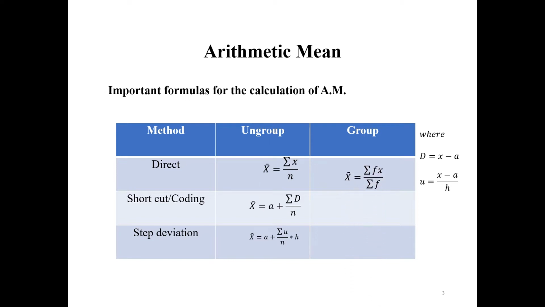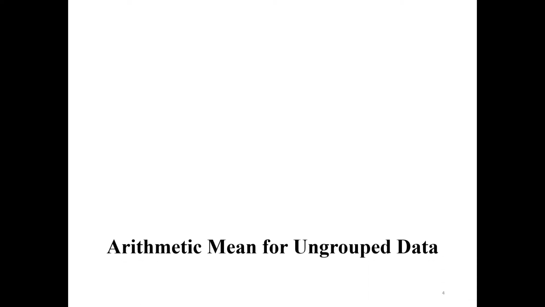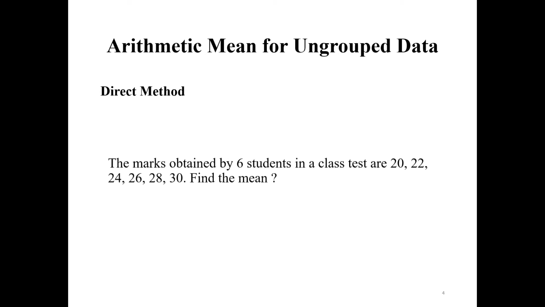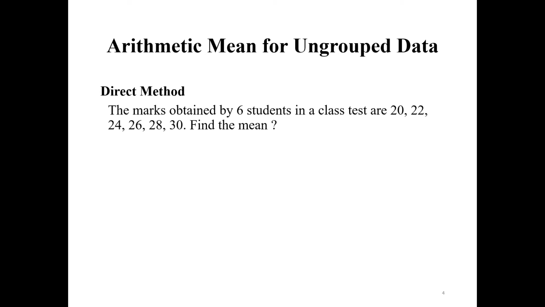Here are the formulas of group data for direct method, shortcut method, and step deviation method. In this lecture, we will find arithmetic mean by using ungrouped data only. First method is direct method, and we have taken a very simple example to explain the direct method. The marks obtained by 6 students in a class test are given: 20, 22, 24, 26, 28 and 30. We have to find arithmetic mean by using direct method.